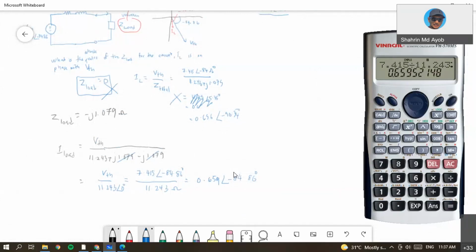If you're not convinced yet, let's plot the phasor diagram. This is your VTH with an angle of negative 84.86. And then the current value, which is smaller, but the angle is the same, negative 84.86 degrees. So as you can see, the current is in phase with the V Thevenin.